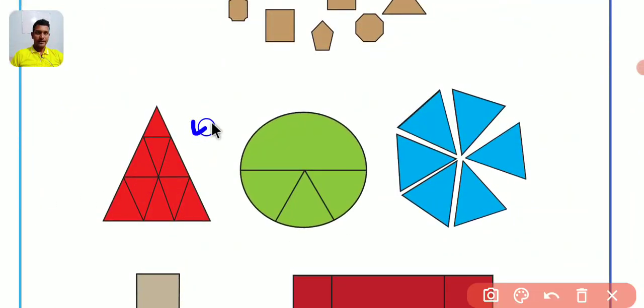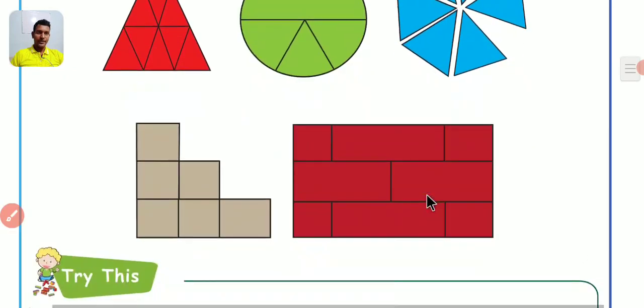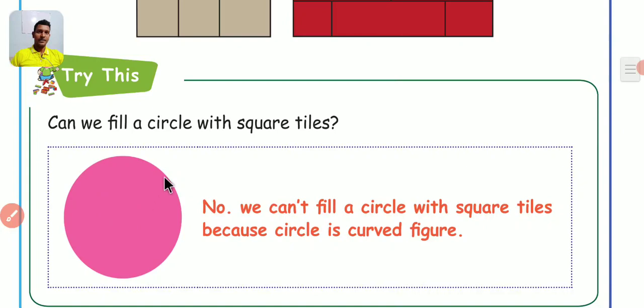In this triangle they are filling the gaps by using the triangle. Okay, you just see this shape, they are using the triangle to fill the gaps in the big triangle. Here in the circle, by using the triangle they are filling the gap in the big circle. In that way they are asking, can we fill a circle with square? No, the answer is no.